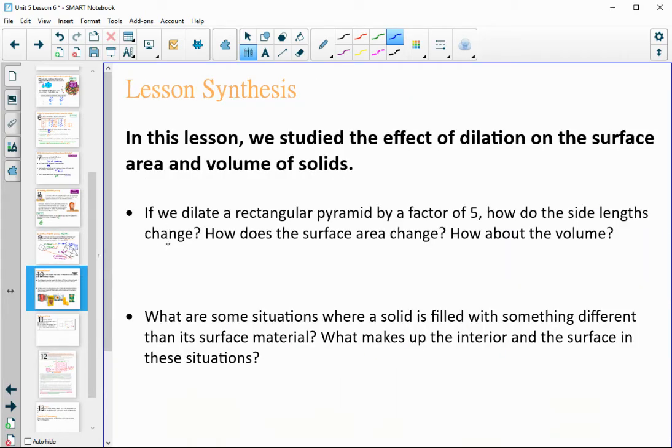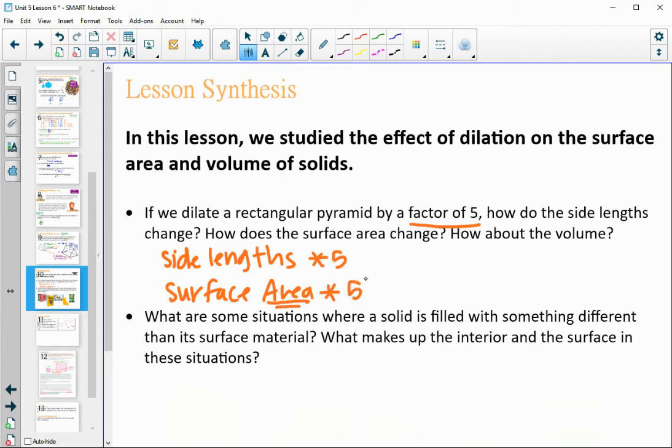All right, so we learned that if we dilate a rectangular pyramid, or any shape, by a scale factor of 5, how do the side lengths change? For side lengths, when you're dilating, they just multiply by k, or in this case, 5. How does that change the surface area? Because it's an area, it multiplies by the scale factor squared, so 5 squared.